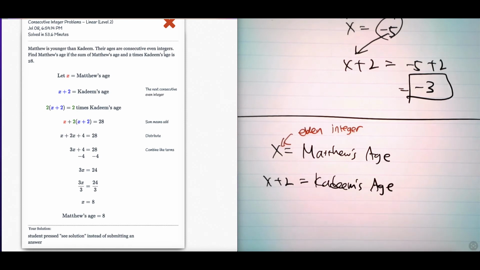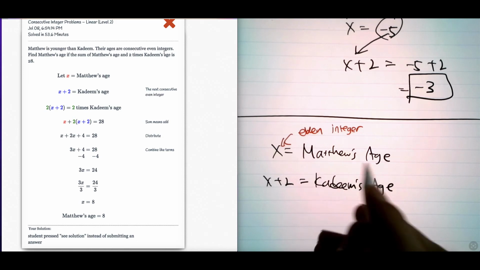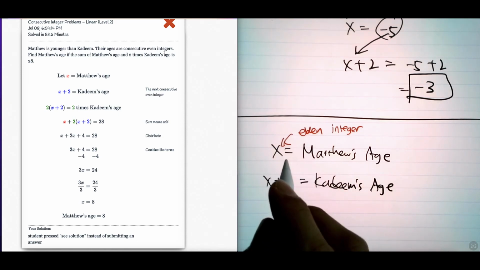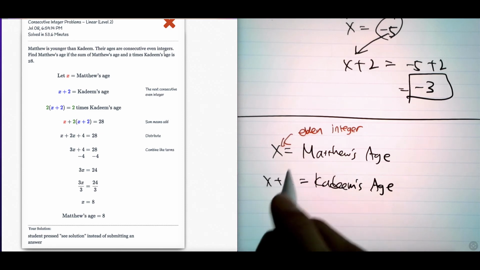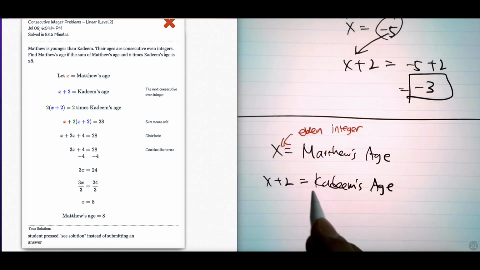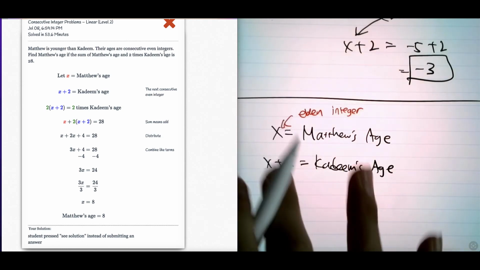No. You could also say x equals Kadim's age, but be careful, Matthew's age is not x plus 2 in that case, it's x minus 2. Because if Kadim is 20, Matthew should be 18, right? So x minus 2. But we'll stick with what the solution shows. So we got these two expressions.